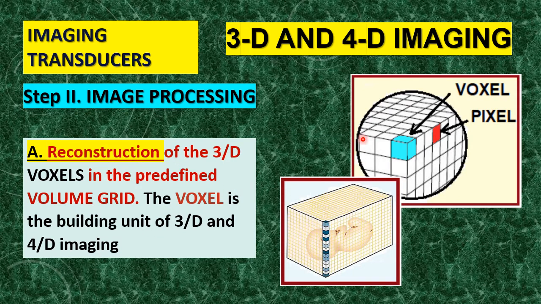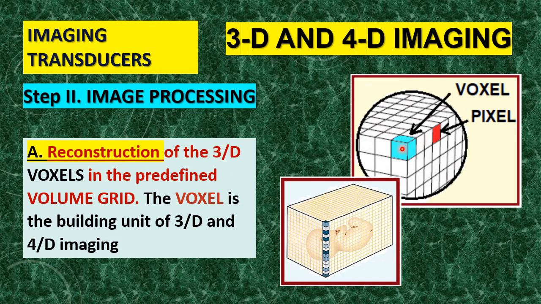Reconstruction means what? We have a grid. This is like a grid. It's made of voxels. These are empty voxels. They are in the predefined volume grid. So there is a predefined volume grid, and okay, we don't see it physically, but there is a predefined electronic volume grid that is waiting for the voxels to be filled.